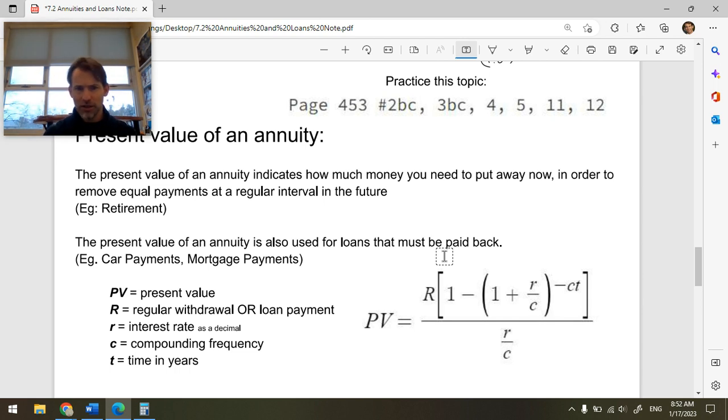This requires a rearrangement of the formula that we're not going to go into, but the new formula looks like this. And again, CT, that number up here, that could be written as N, as the number of compounding periods, and R over C, that number there, could be written as I, the interest rate per period. But I like writing the formula this way.